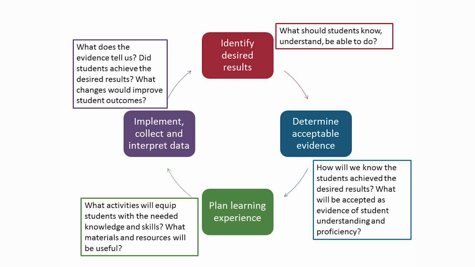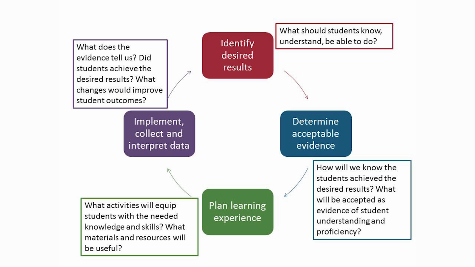So what do you want them to be able to do by the time they have completed all the activities associated with the course? Next, we ask, what is acceptable evidence? So we know what we want them to do. How will we know whether or not they can do it? How will we know students achieved the desired results? What will be accepted as evidence of student understanding and proficiency?